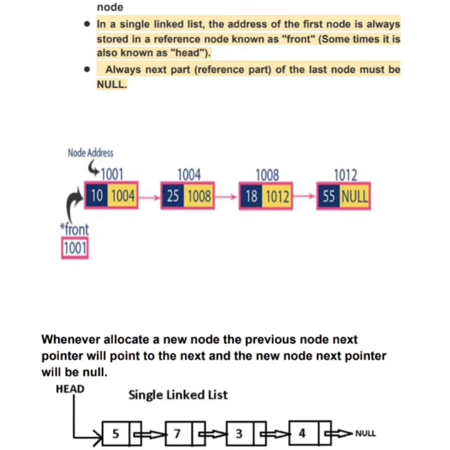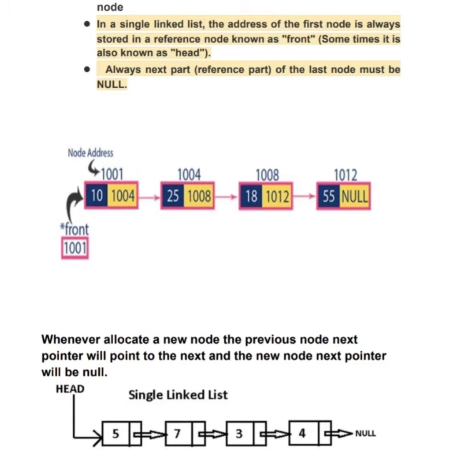To connect all nodes, we have a pointer that points to the next node. In a single linked list, the address of the first node is always stored in the reference node, that is a head. Always the next part of the last node must be null. Last node will be null. This is the example for this.